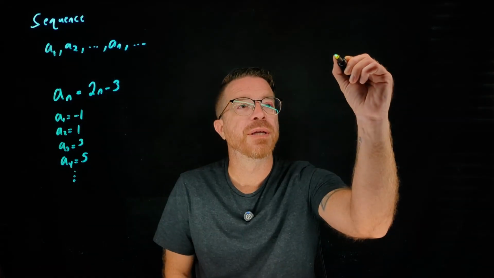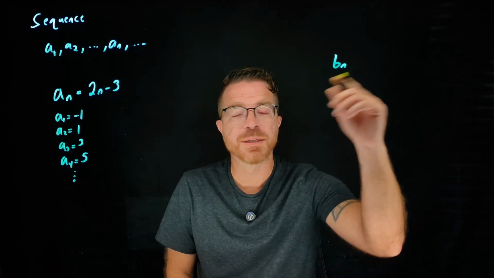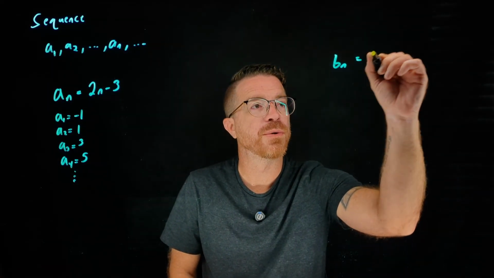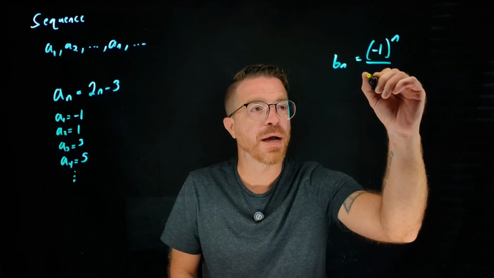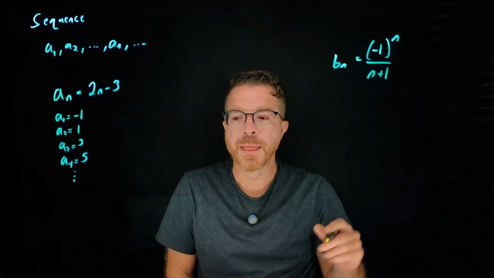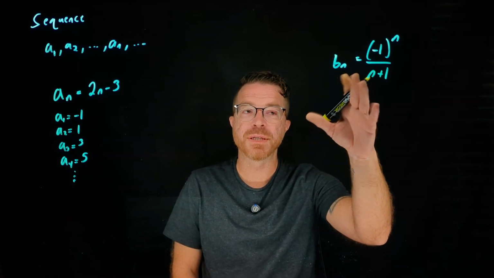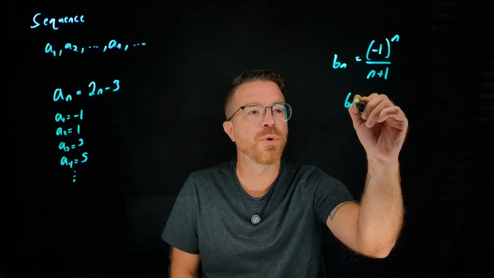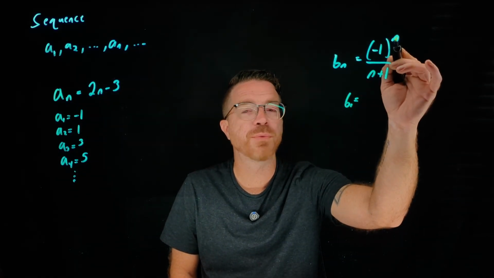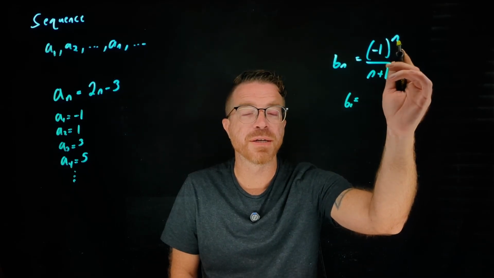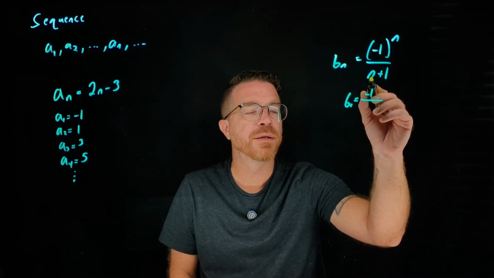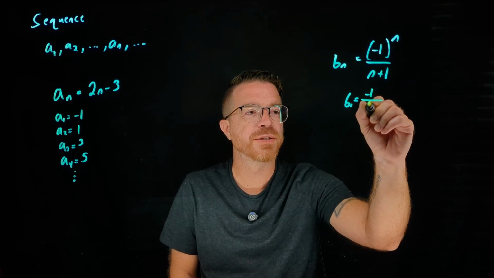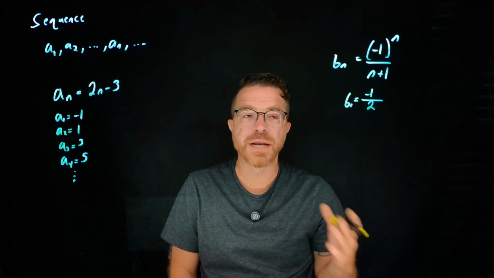Let's say, for example, then that we have the sequence bn, and this is equal to negative 1 to the nth power divided by n plus 1. So what's going to happen when we start plugging numbers into this? Well, if we plug in b1, we're going to plug in 1 for the n. So negative 1 to the 1 power is negative 1. And then 1 plus 1 is 2. So we get negative 1/2.